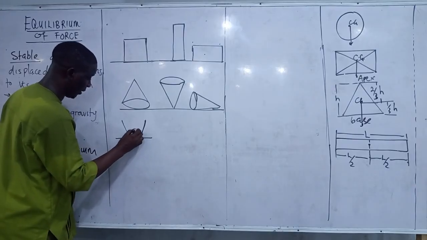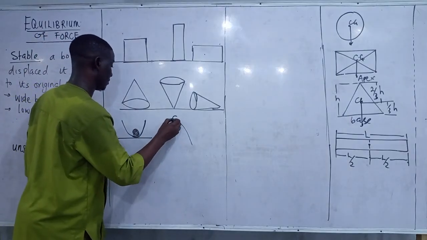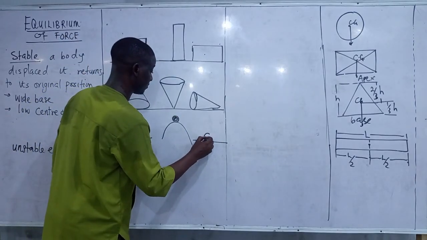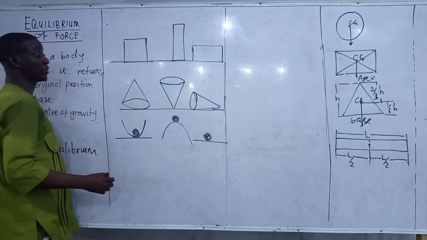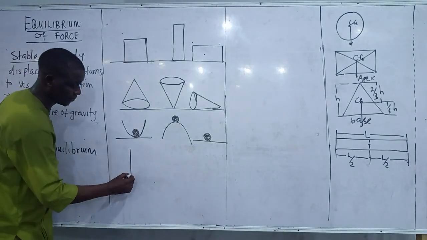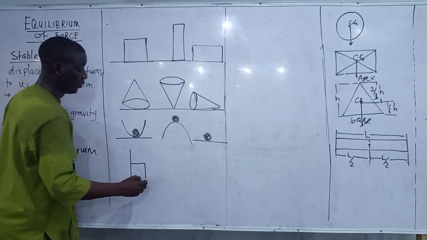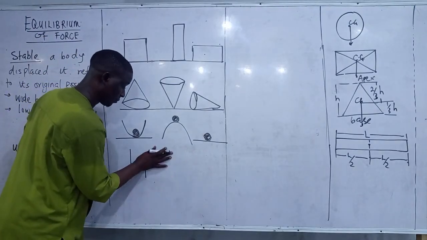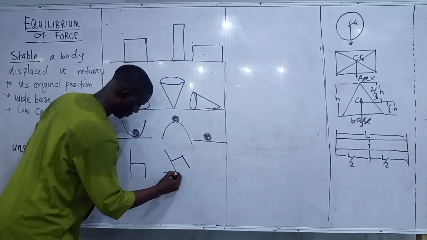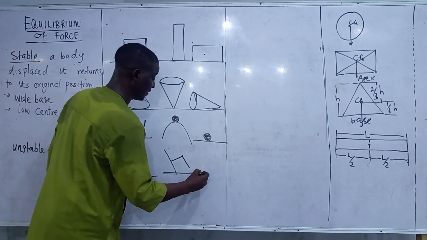These are common questions I'm using as examples. We can have unstable like this. And we can have a neutral like this. Neutral equilibrium. So I can continue. We can draw stable like this. We can draw unstable like this. And we can draw neutral like this.